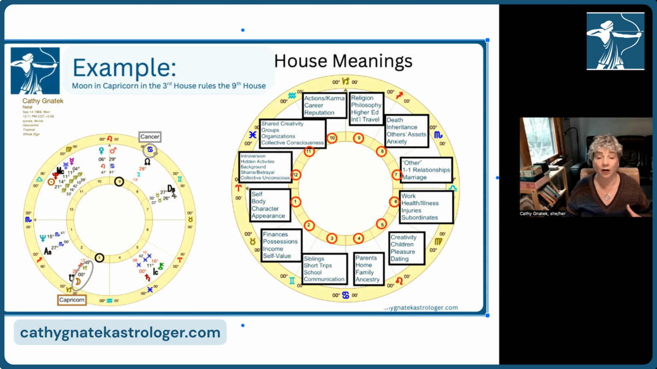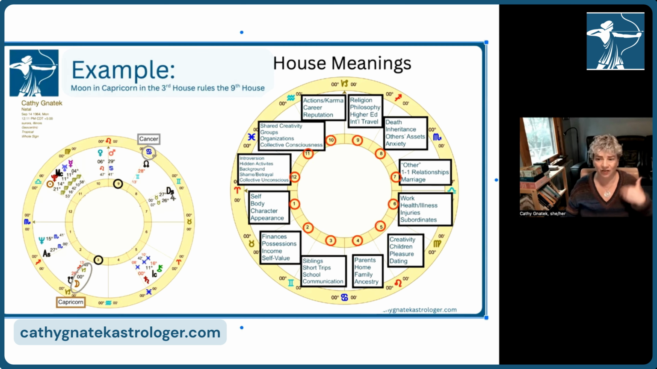So this is where, if you begin to really get an understanding of the idea of rulership from the first video I did, if you come to know what house each planet rules, you can see how that planet is going to connect to more than one topic area of your life. So that's just a little bit of additional information.